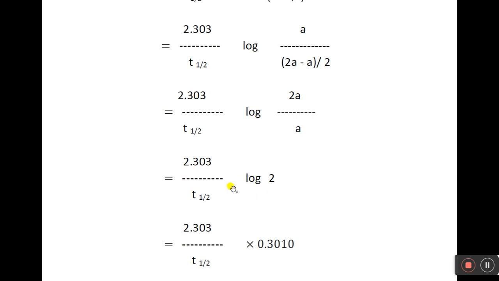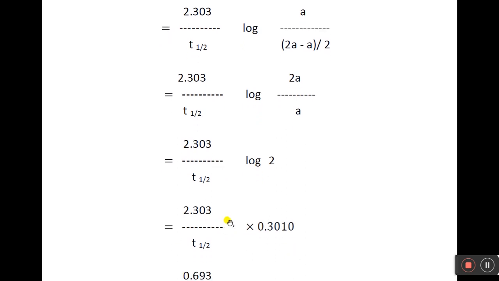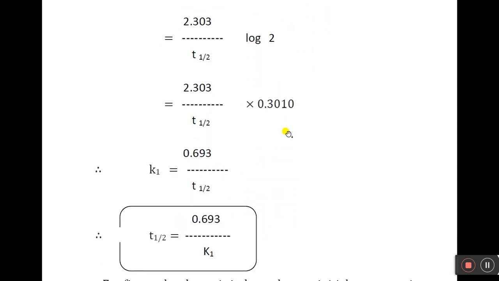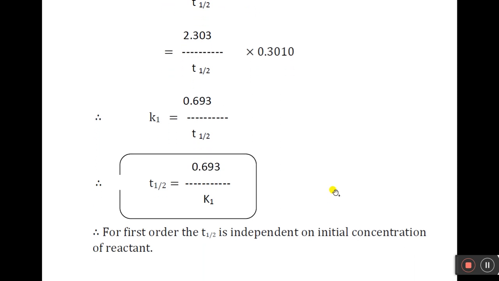It is 2.303 upon t half log 2. What is the value of log 2? It is 0.3010. Now multiplying 2.303 and 0.3010, the multiplication will be 0.693 upon t half. Rearranging t half and k1, therefore t half is equal to 0.693 upon k1.